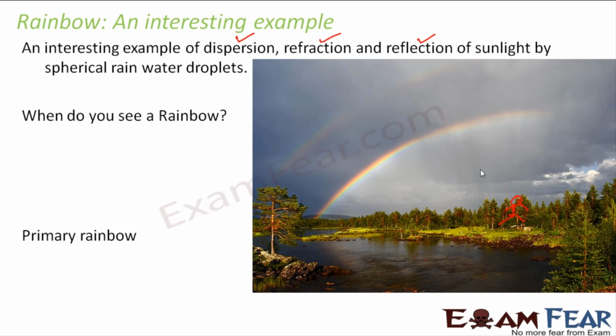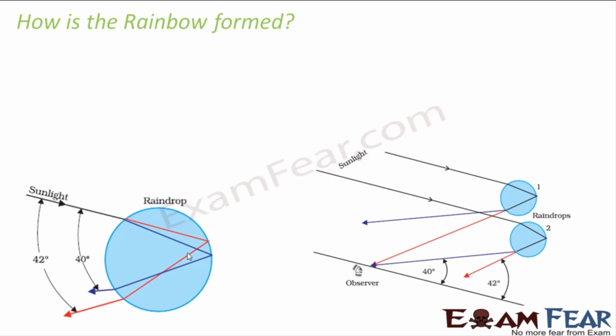Now there are two types of rainbow. One is called a primary rainbow, the other one is a secondary rainbow. Both of them look like the normal rainbow which you would have seen in the sky. The difference between a primary rainbow and a secondary rainbow is because of the difference in their formation. Because of the difference in the way they are formed, they are named primary rainbow and secondary rainbow. So now we will look at how the rainbow is formed.